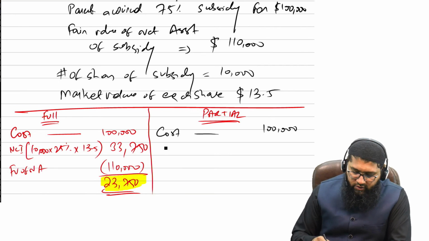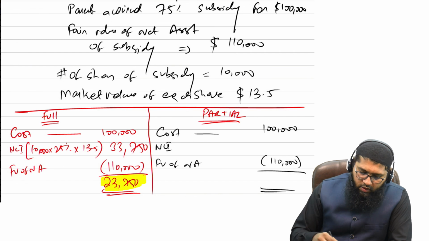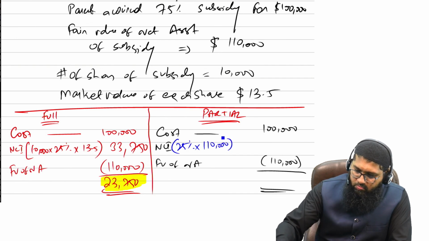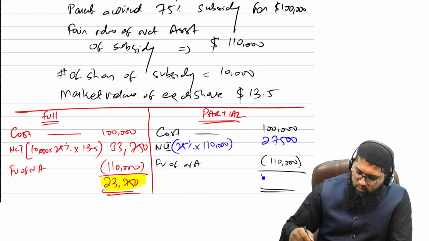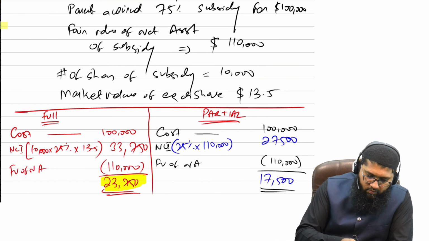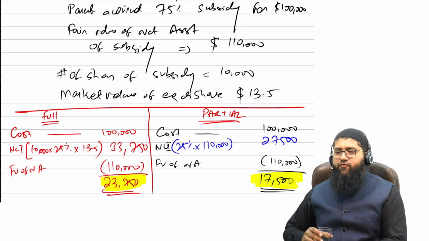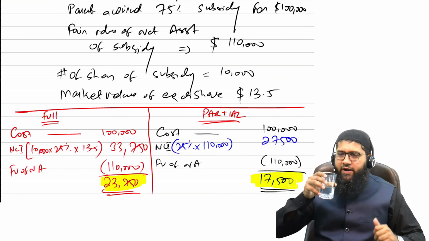Similarly, if I had to calculate the partial goodwill, I would have said cost 100,000. The NCI is gonna be 25% into the net assets. Now, so you've got one full goodwill, one partial goodwill. This is the normal calculation that you know, but you want to know the logic, so I'm going to explain the logic now.